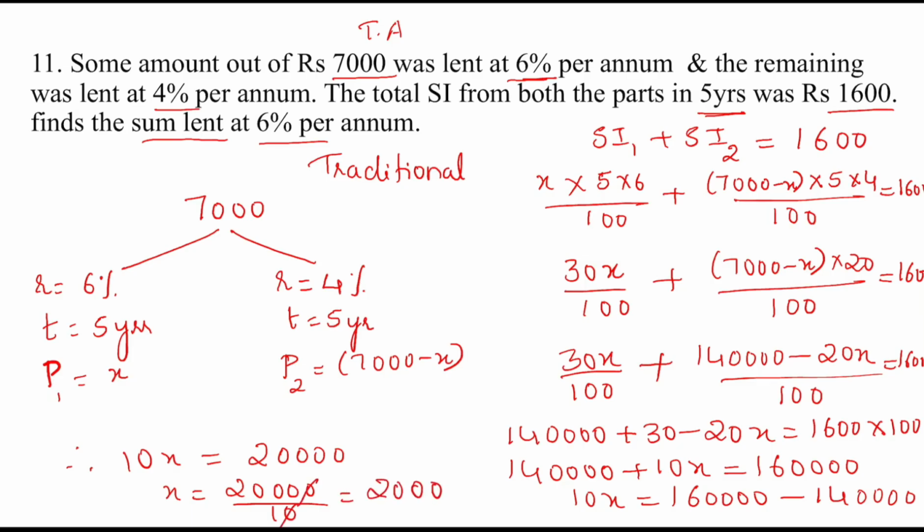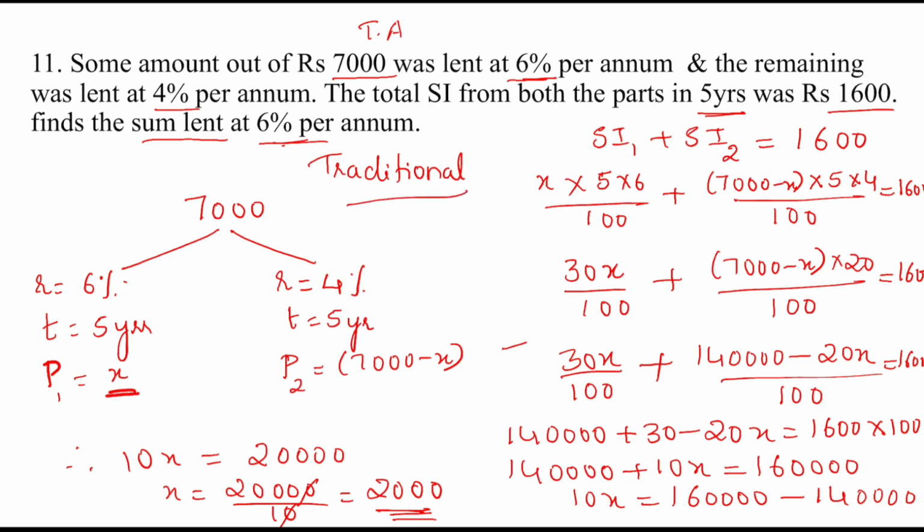So x is nothing but the principal amount lent at 6%. How much was it? 2000. That is only asked. So the sum lent at 6% was 2000 rupees. But see the time consumed to solve this. It is so lengthy, isn't it? And it is very time consuming.